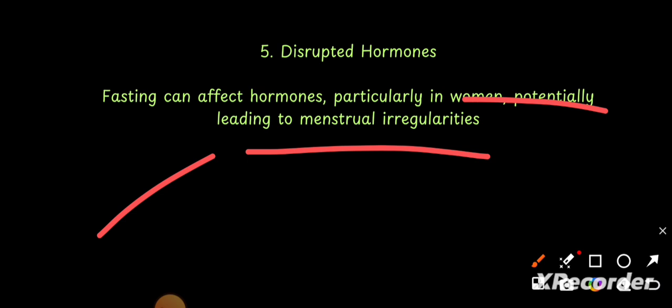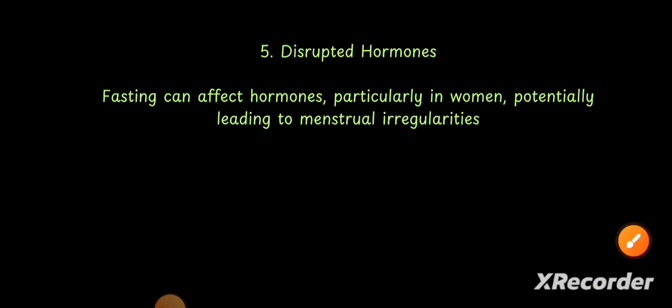Sometimes there will be changes in hormonal levels like estrogen, progesterone, FSH. Hormonal imbalances will be there, which could potentially lead to these menstrual irregularities. So these are the potential risk factors.